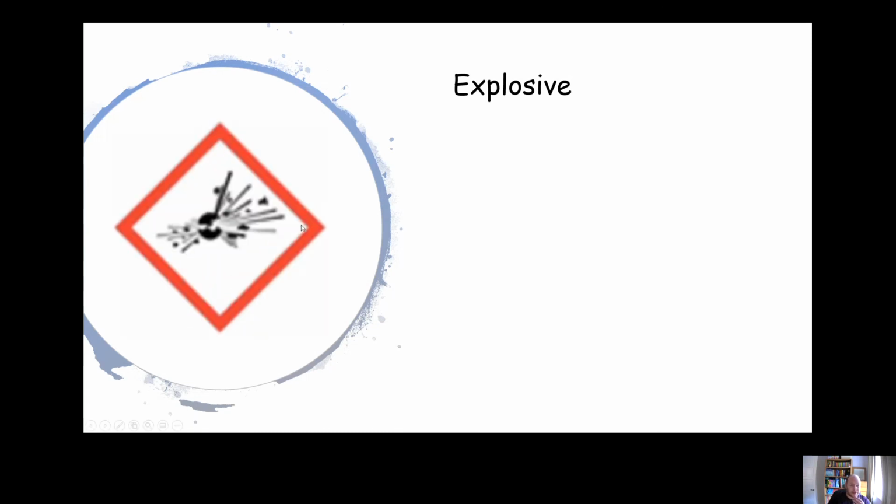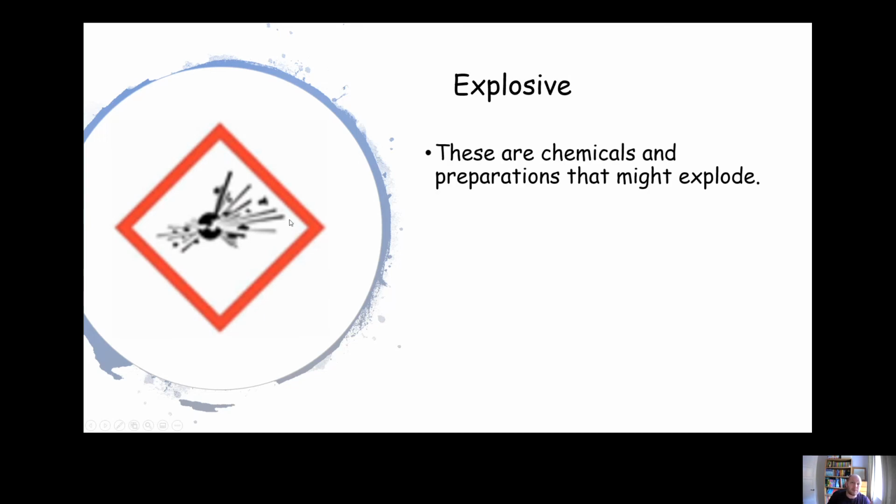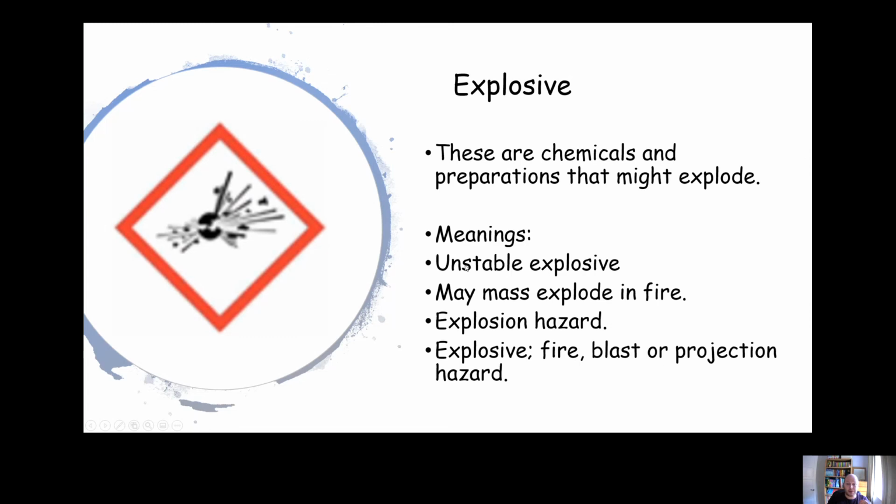So the symbol for explosive is this thing here. Looks a bit like an explosion. And explosive chemicals are things that might explode. And these are the meanings here. So it's things that might have the explosive symbol on, might be unstable explosives, may explode in a fire. They're an explosion hazard, essentially.